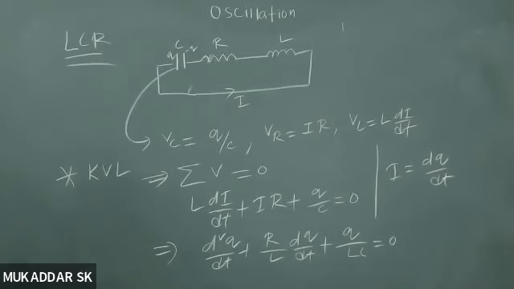Okay, so discharging means you fully charge your capacitor, then you close your key, and current will start flowing. So if you apply Kirchhoff voltage law, then you will get the equation of a damped oscillator. So the discharging of your capacitor in an LCR circuit should behave like a damped oscillator.